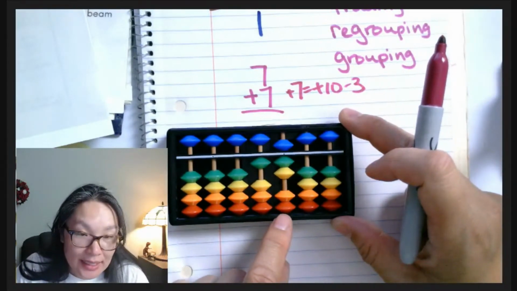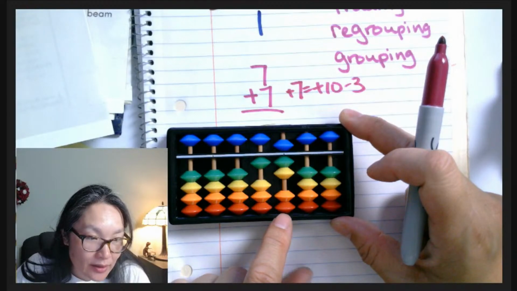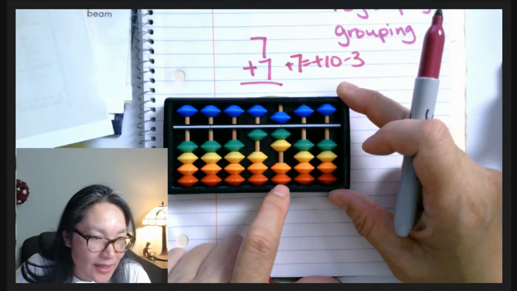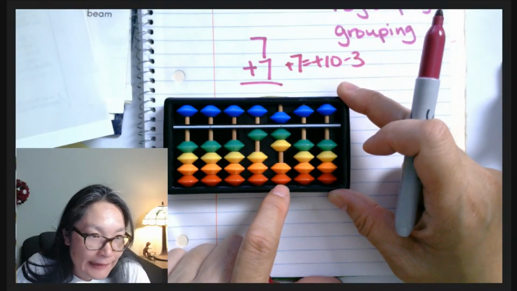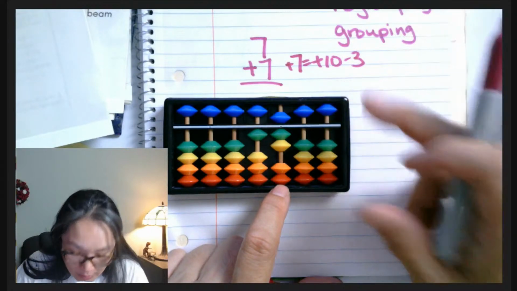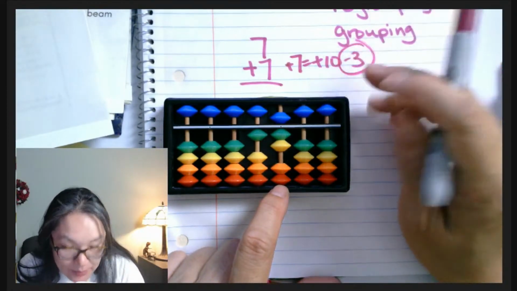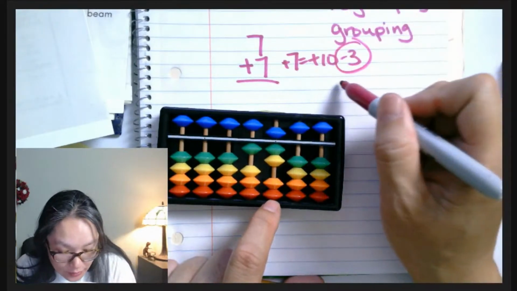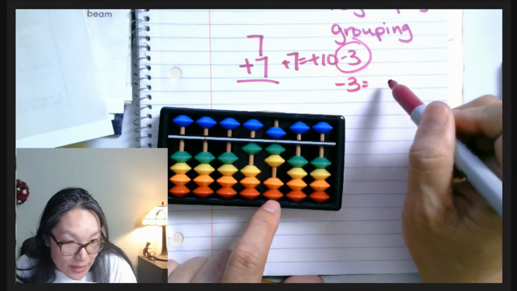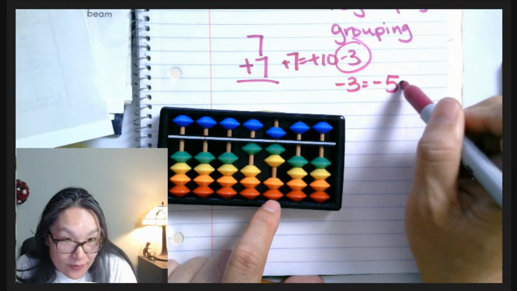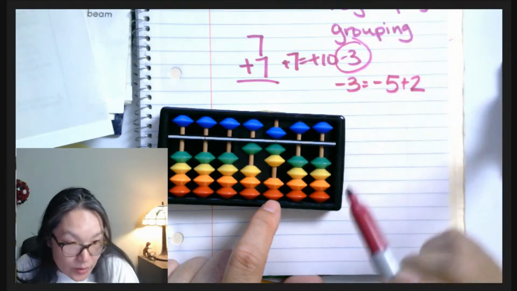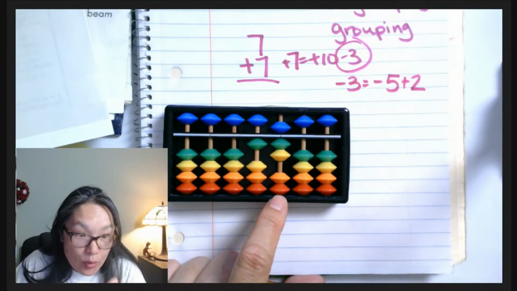What? I don't have enough beads to take away the 3. Now what do I do? I need to take away 3, but I can't take away 3. This now gets to be substituted. What do we do? Minus 3 equals minus 5 plus 2. We know this. See? Now we're building.